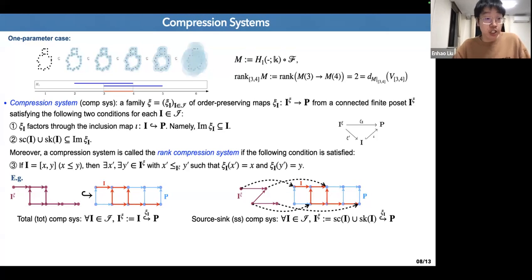So you can easily check that for each segment, if I is a segment, and by these definitions, it automatically satisfies 3. So total and source-sink are automatically rank compression systems.